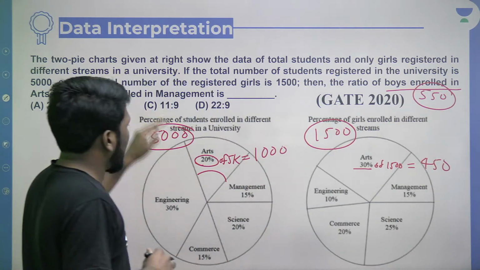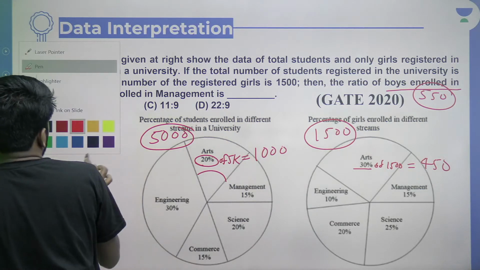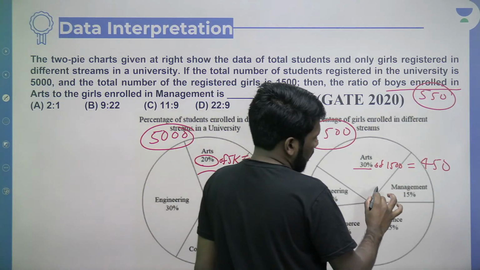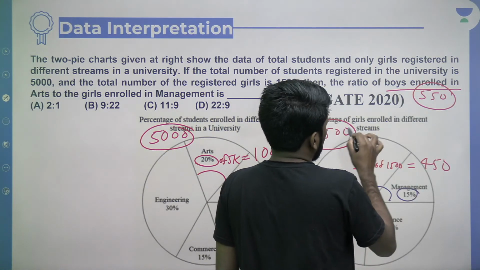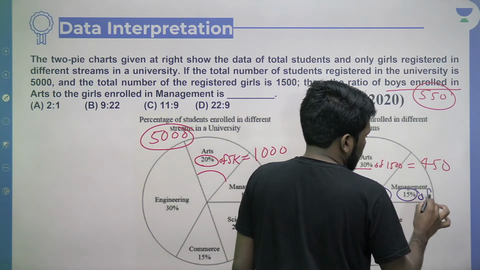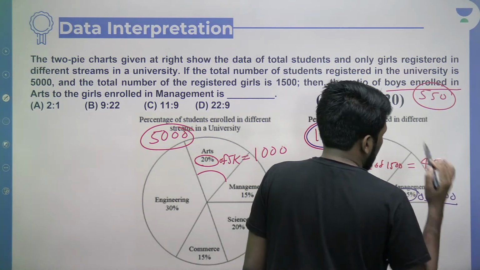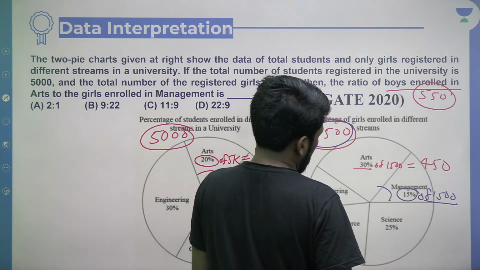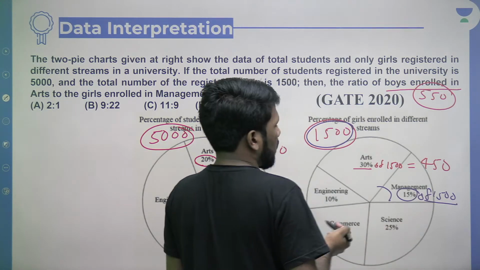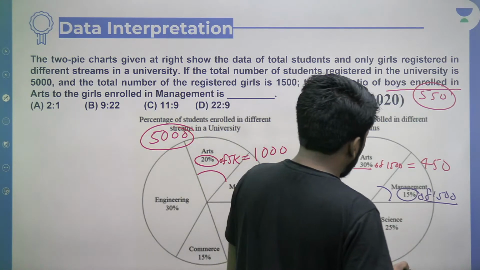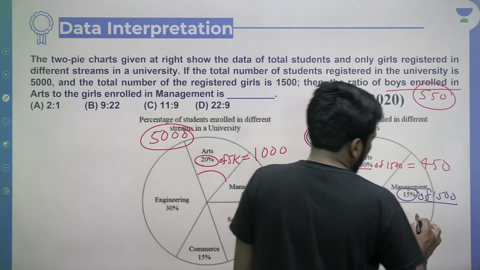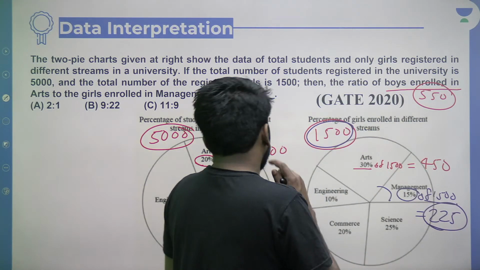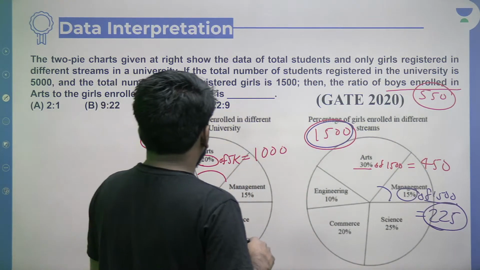And girls enrolled in management. What is the number of girls enrolled in management? From this we can find management 15%. Total girls is 1,500. So 15% of 1,500 will be girls enrolled in management. 15% of 1,500: 10% is 150, 15% will be 225. Mental math will help you to do that faster. So we got both the values that we needed.